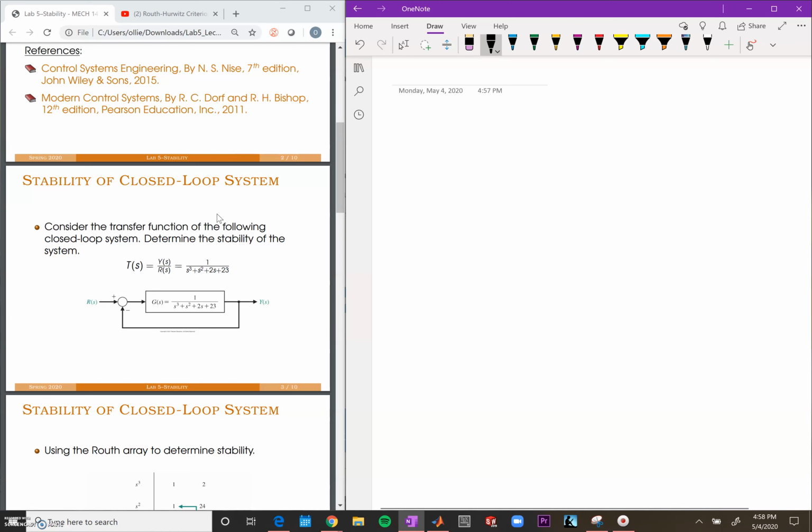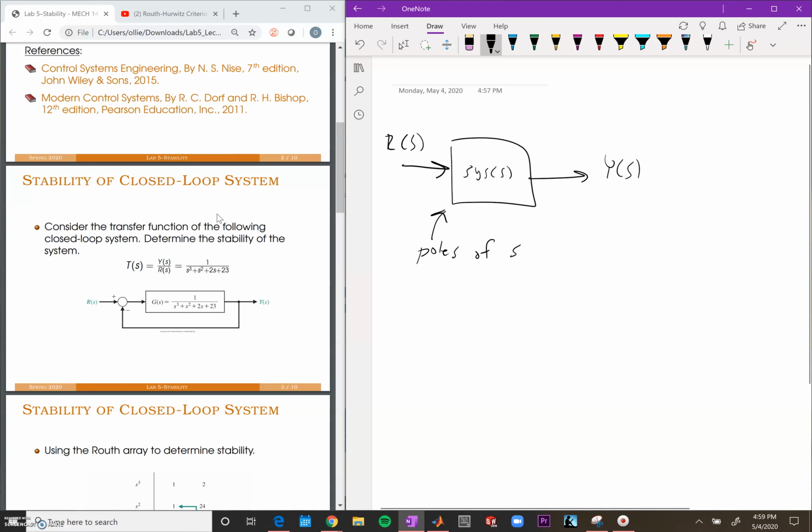If we have an open loop transfer function, this is going to be like system Y of s. The poles of the system tell you if you are stable or not. So the poles of the system determine stability.